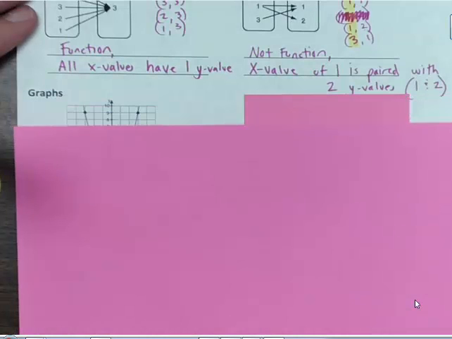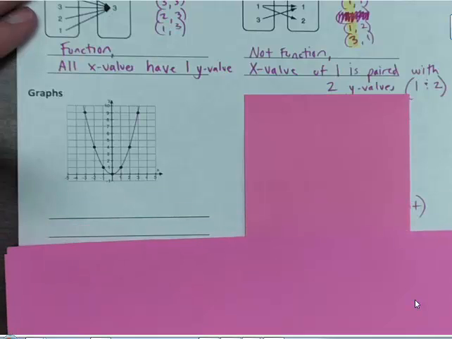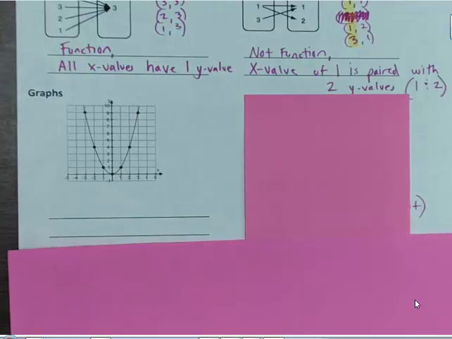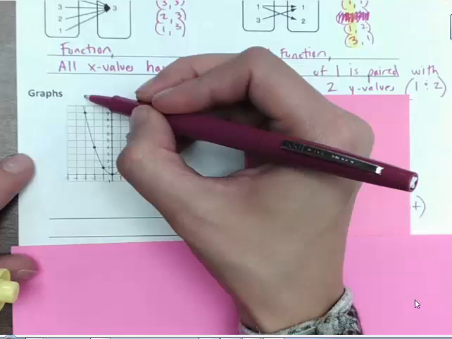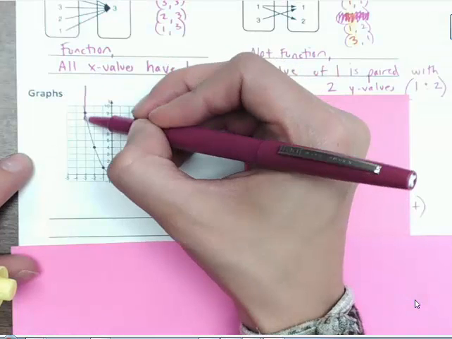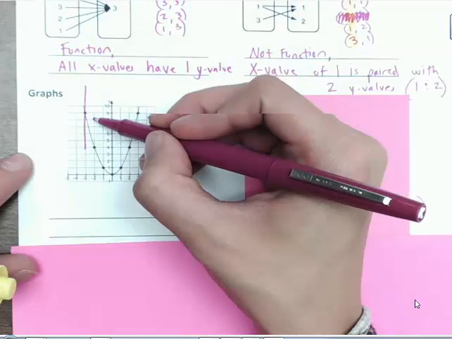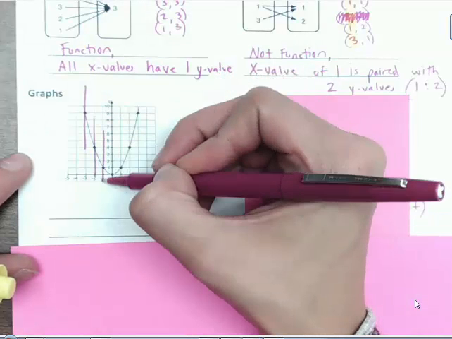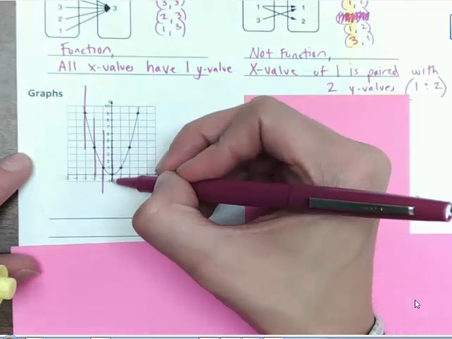Okay, the third way is by our graphs. To determine if it's a function or not, I could list my ordered pairs like I've done in the past. Or, remember, I could use that vertical line test. So if I draw a vertical line through all my points, there's one vertical line. I can only have that one point on that one vertical line.